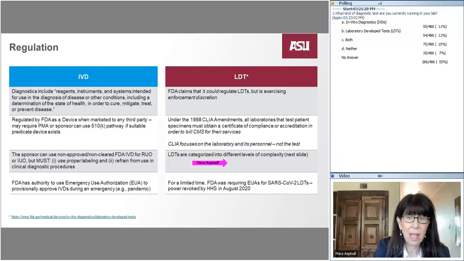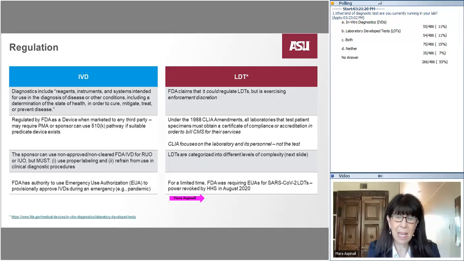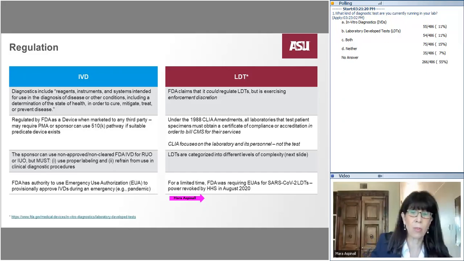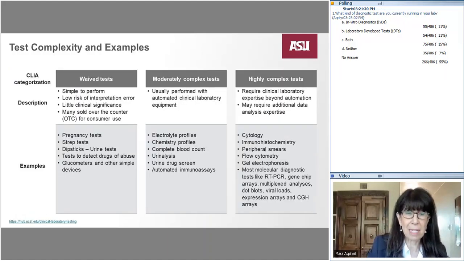We'll get to that. And in terms of EUAs, at the beginning of the pandemic, the FDA was saying that LDTs for COVID needed to go through the FDA EUA process. However, HHS stepped in in August and said that isn't true. So it changed. So let's talk about those test complexities. There are three different areas: waived, moderately complex, and highly complex. You often see them called W, M, and H, but these are often just called waived, moderate, and high. Pretty obvious. What's the description?